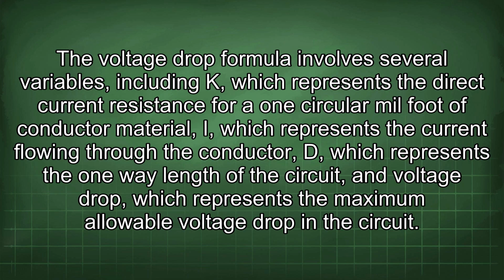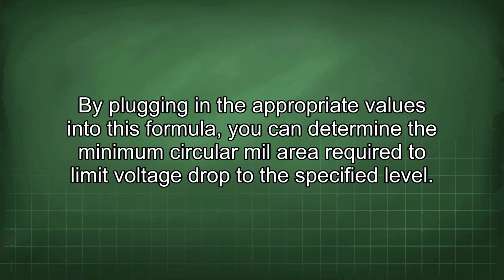The voltage drop formula involves several variables, including K, which represents the direct current resistance for a 1 circular mil-foot of conductor material, I, which represents the current flowing through the conductor, D, which represents the one-way length of the circuit, and voltage drop, which represents the maximum allowable voltage drop in the circuit. By plugging in the appropriate values into this formula, you can determine the minimum circular mil area required to limit voltage drop to the specified level.